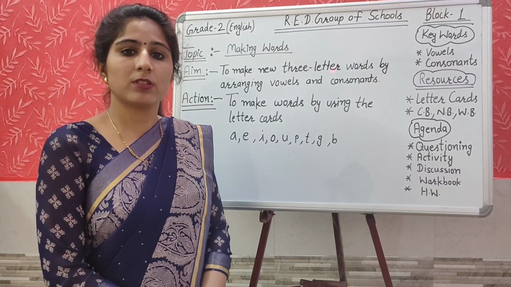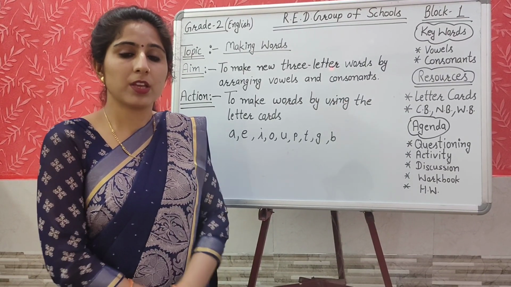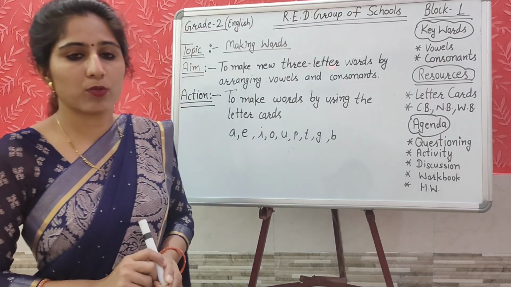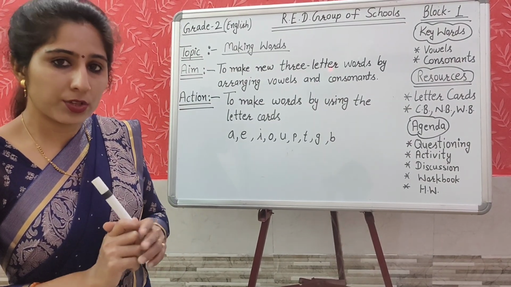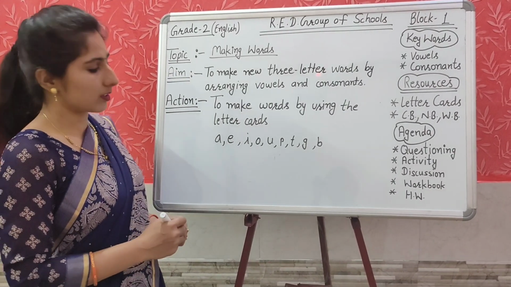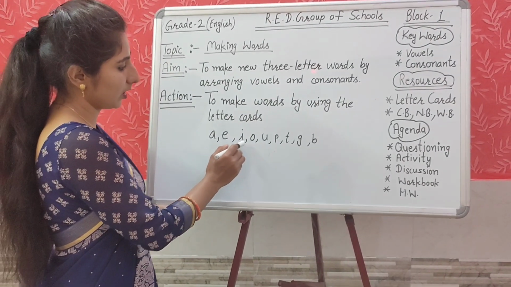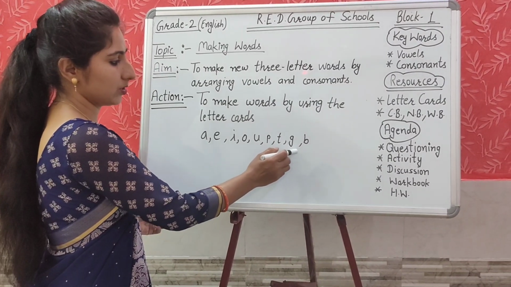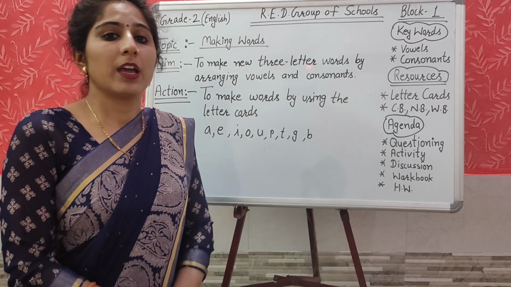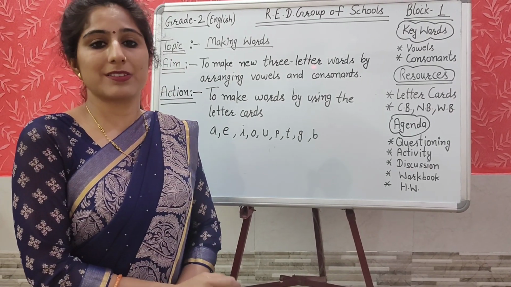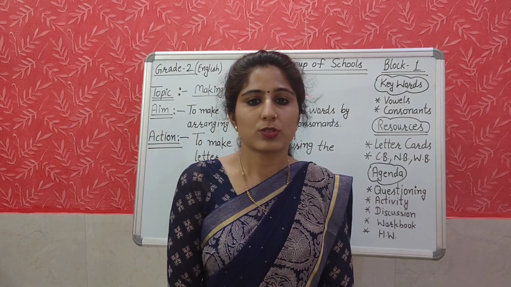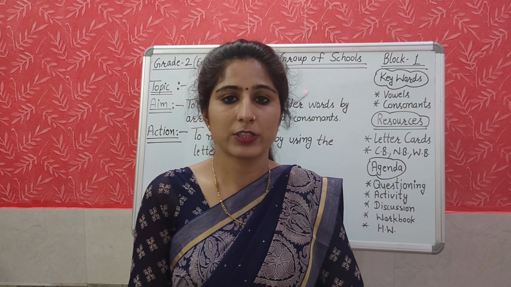Now it is time for the action time, the activity time, in which we are going to do one activity. So parents, please help your children. First of all, give them the resources. You will give them the letter cards of A, E, I, O, U, P, T, G, B. You will give these 9 letter cards to them, and with the help of these letter cards, they will make 3 letter words.